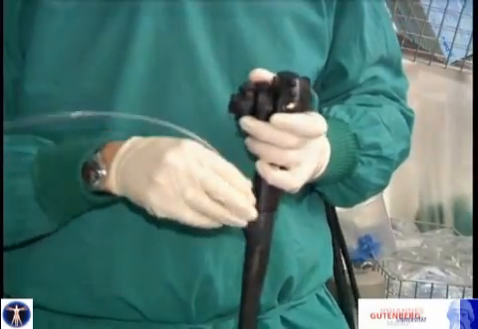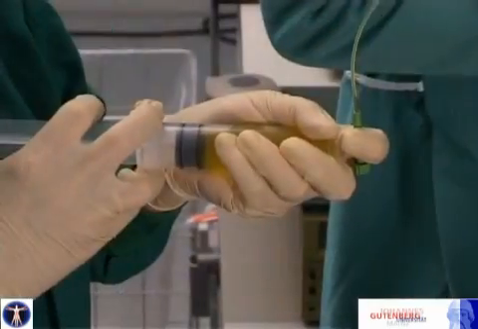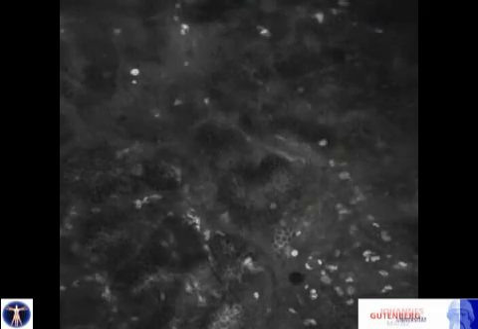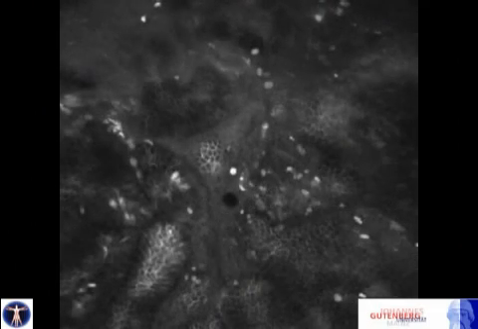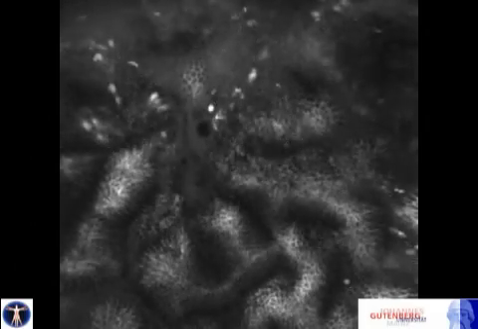Subsequently, a second dye is applied topically onto the gastric surface. Ecoflavin is sprayed with the spraying catheter onto the mucosa. Ecoflavin highlights cell boundaries and nuclei. In addition, Helicobacter pylori are brightly stained due to an active uptake of ecoflavin.